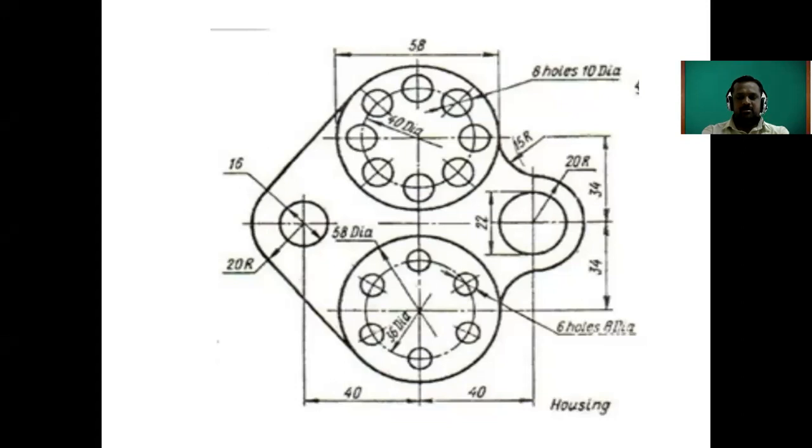Does anyone have any idea? Just see the figure and try to understand its geometry: which parameters are there, which dimensions they have given, and which commands we require. Just see it in a simple way.